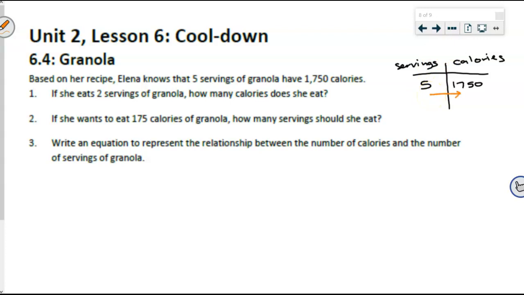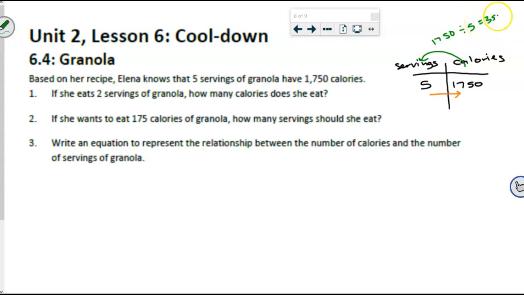How does a 5 change to a 1,750? I don't know. So I'm going to have to work backwards, and when I work backwards, that means I'm going to be using division. So 1,750 divided by 5. And that gives me 350. So that means when I'm going forward in this table, I'm multiplying by 350. That's the constant of proportionality. And that also tells me what that equation is going to be.